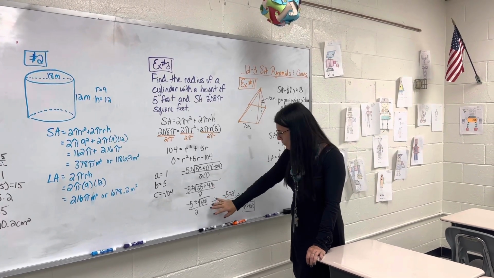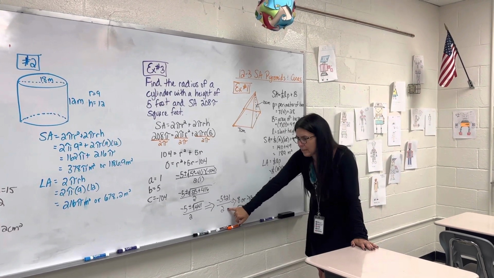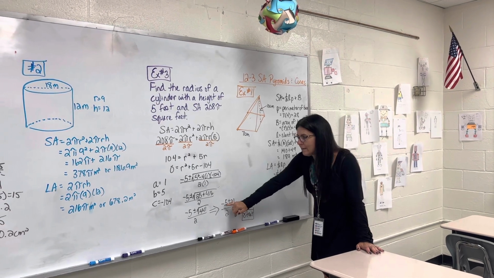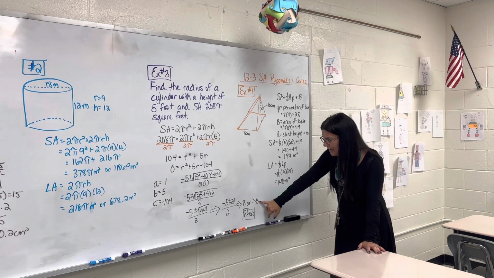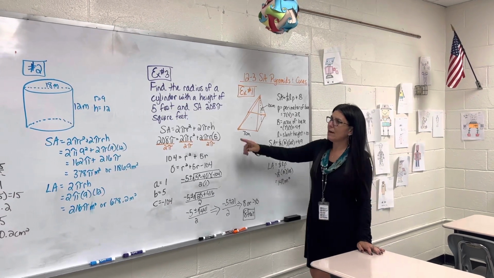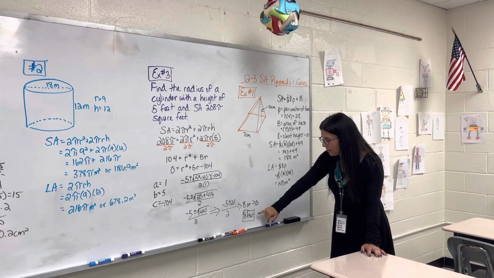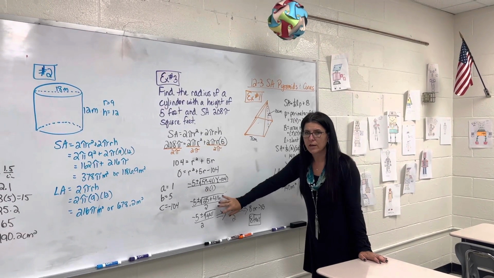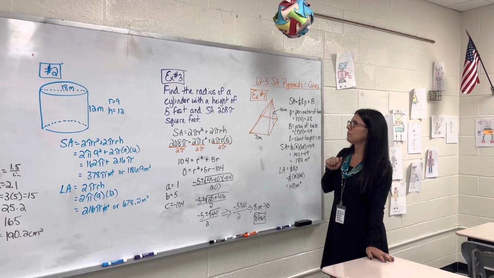I'm not going to walk you through every single step, but at the very end, don't forget that you do have 2 answers here. Negative 5 plus 21 over 2 and negative 5 minus 21 over 2. You get 8 and negative 15. You can't have a radius of negative 15, so we threw that answer out. The only possible answer is 8 feet. If you have trouble with this, reach out to me and I can help you with more individual steps. This should be somewhat familiar to you.